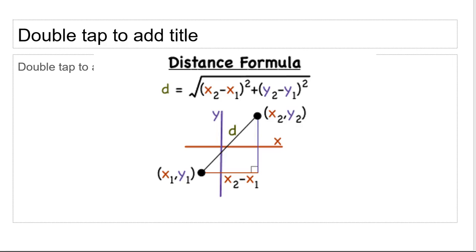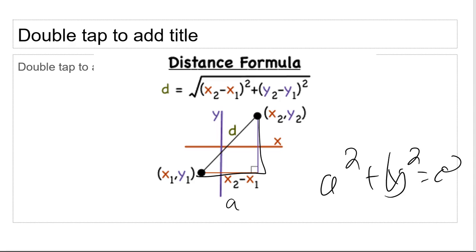Alright, now we're going to find the distance. It's a little more complicated. We've talked about this in the past: creating a right triangle, counting the number here, counting here, and then using the Pythagorean theorem. A squared plus b squared equals c squared, where this is a, this is b, and the hypotenuse is c.